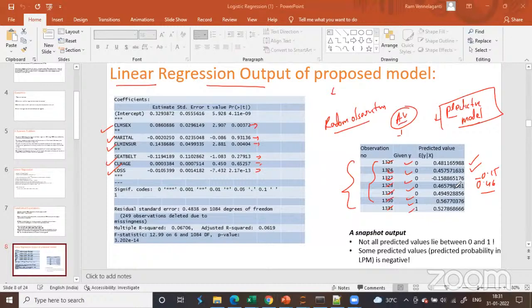Now, what is the challenge? What is the difficulty we are having with these values? I'm trying to predict my probabilities, but you see, my probability can never be negative. My probability value can never be negative. So what is happening?